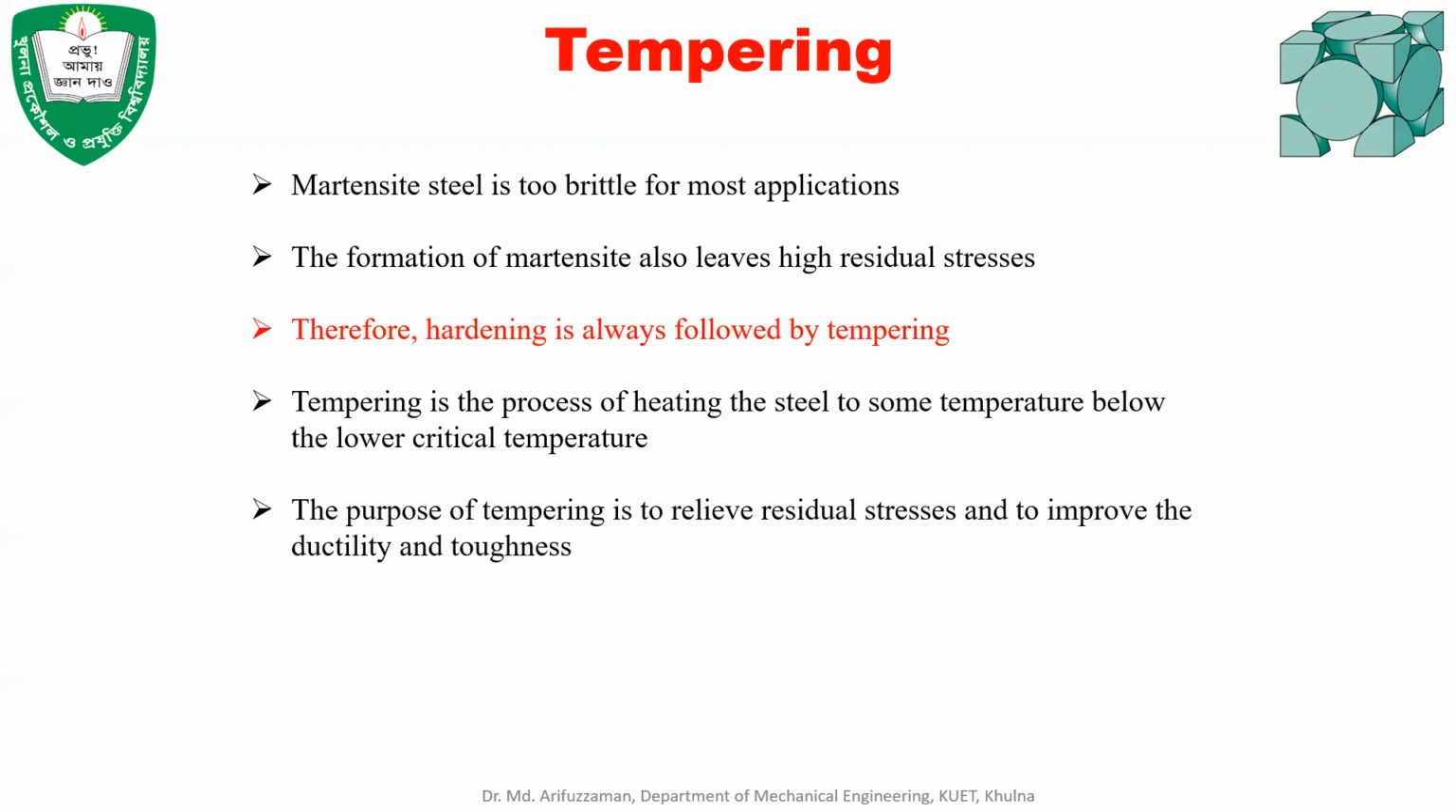Okay, and tempering is the process of heating the steel at some temperature below the lower critical temperature. Below the lower critical temperature, you need to heat up and keep it for some time. And time is also an important factor in the case of tempering. The longer you keep it at a temperature, the softer the product you will get. So time is also important. I'll show you a diagram showing how time is important in tempering. Time and temperature both are important. And the purpose of tempering is, as I said, to relieve the residual stresses and to improve ductility and toughness.